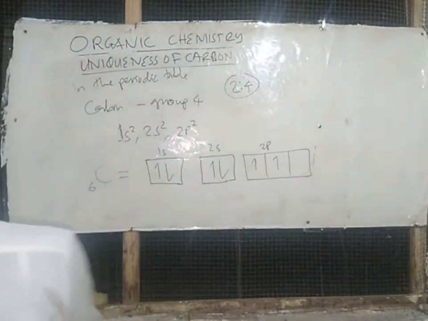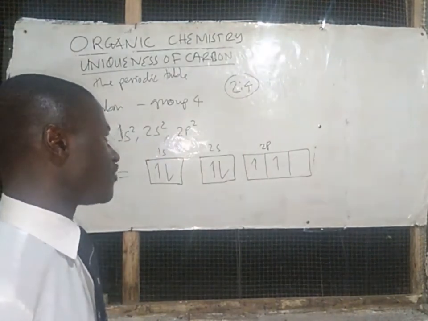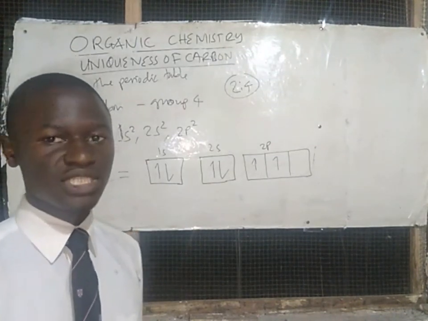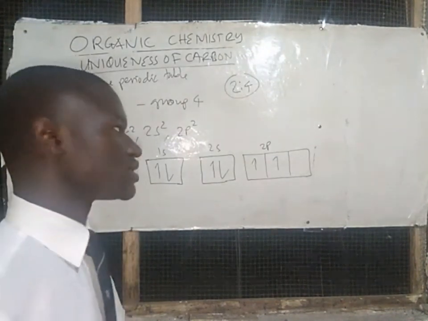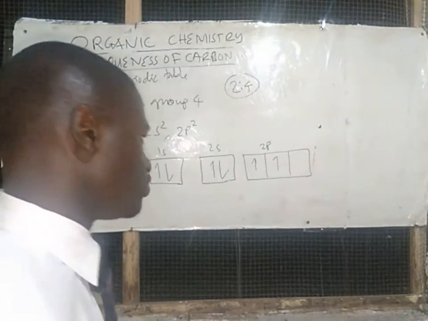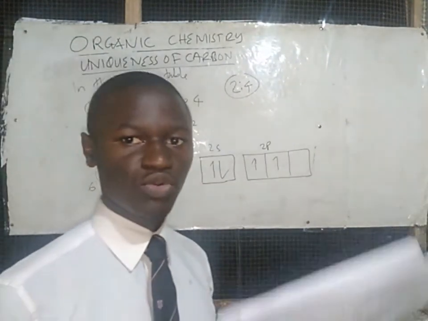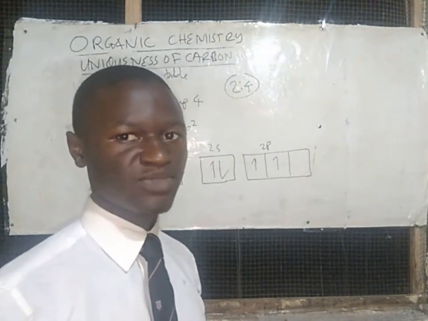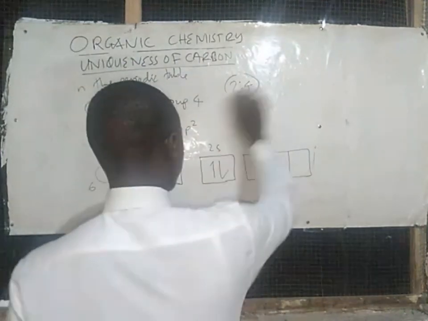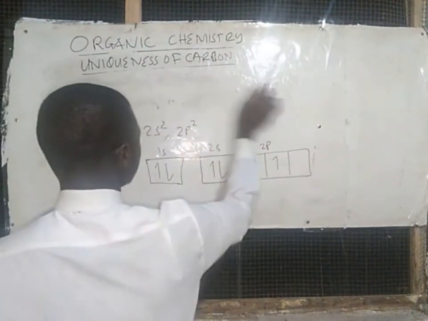Now, by knowing the electronic configuration of carbon, knowing the atomic number of carbon, we can start discussing the uniqueness of carbon. How carbon is different from other elements, either from group 4 and even from other groups, in terms of electronic configuration, in terms of its ability to undergo different types of bonding, in terms of its ability to undergo different types of hybridization and things like that, which enables it to form a variety number of organic compounds.